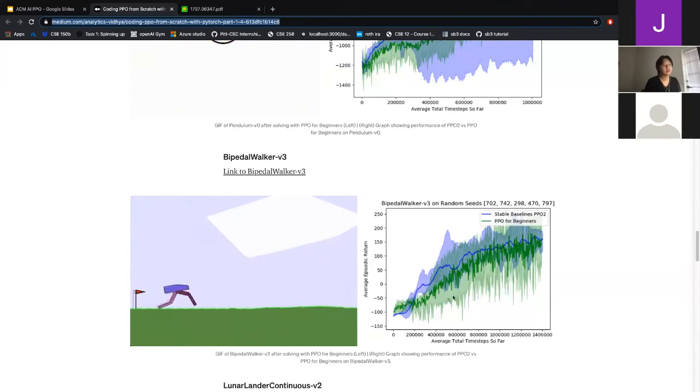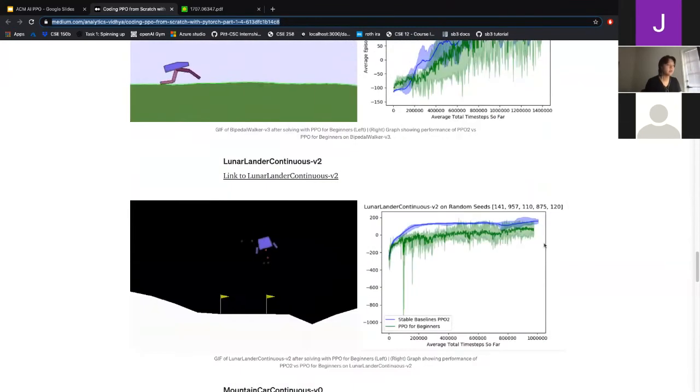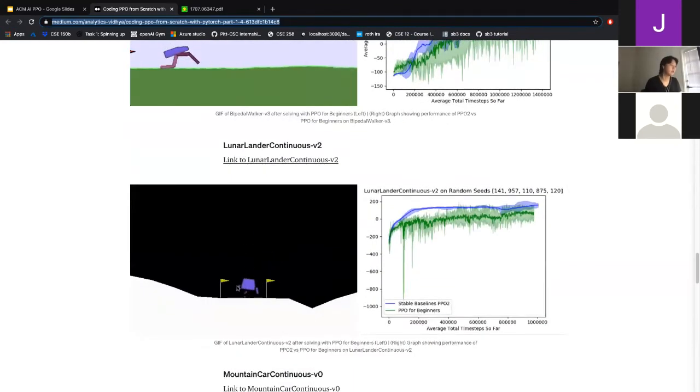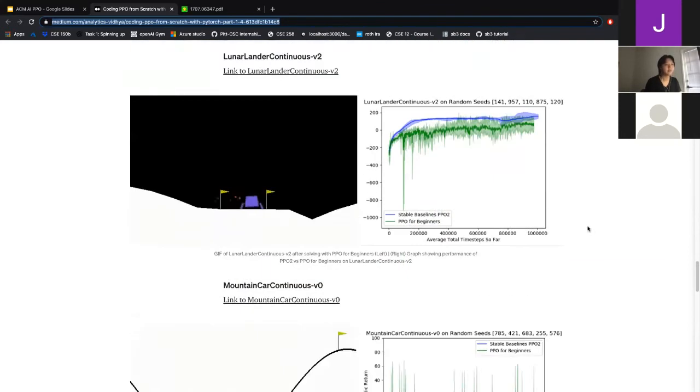And then again, here's the performance graph. We have this one, which is teaching this little lander or this little rover how to land given an initial perturbation at the very top. So it's going to fly itself safely onto the ground without crashing. And again, I do relatively okay.